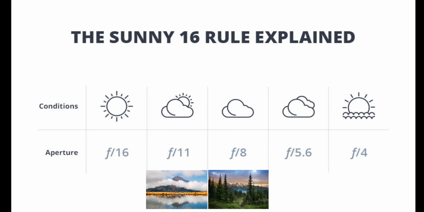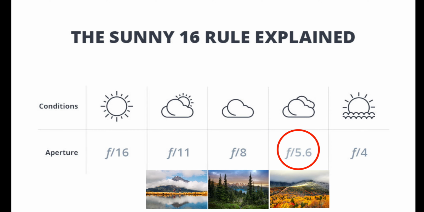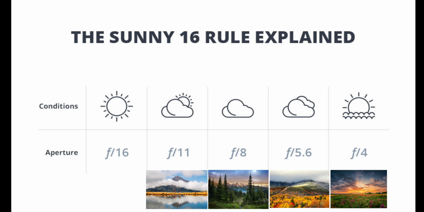So if it's moderately overcast, open the aperture to f8. If it gets really cloudy, open up the aperture again to f5.6. And if you're shooting at sunset, swing it down to f4.